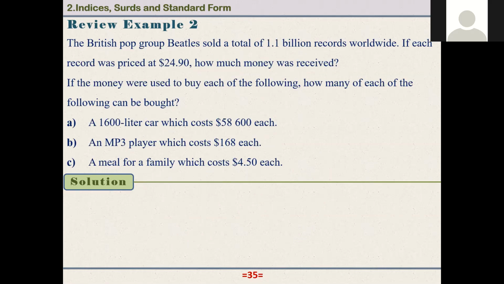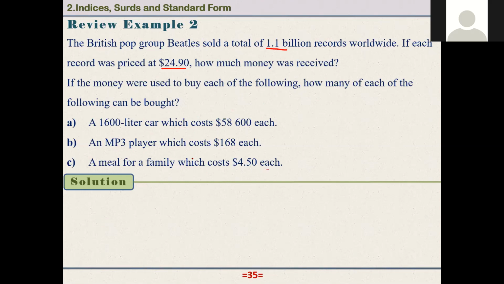The British pop group Beatles sold a total of 1.1 billion records worldwide. If each record was priced at $24.9, how much money was received? If the money were used to buy each of the following, how many of each of the following can be bought? A, a 1,600 litre car, which costs $58,600 each. B, an MP3 player, which costs $108 each. C, a meal for a family, which costs $4.5 each. Okay.